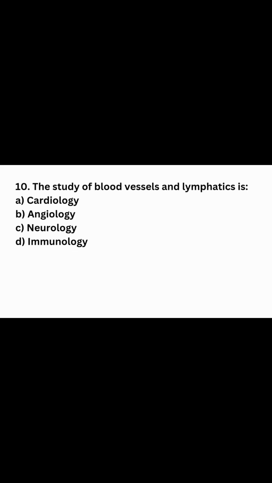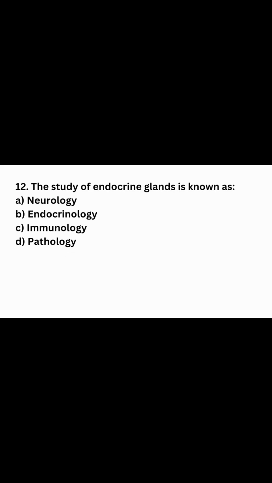The study of blood vessels and lymphatics is. The correct answer is angiology. The study of nervous system is called. The correct answer is neurology. The study of endocrine glands is known as. The correct answer is endocrinology.